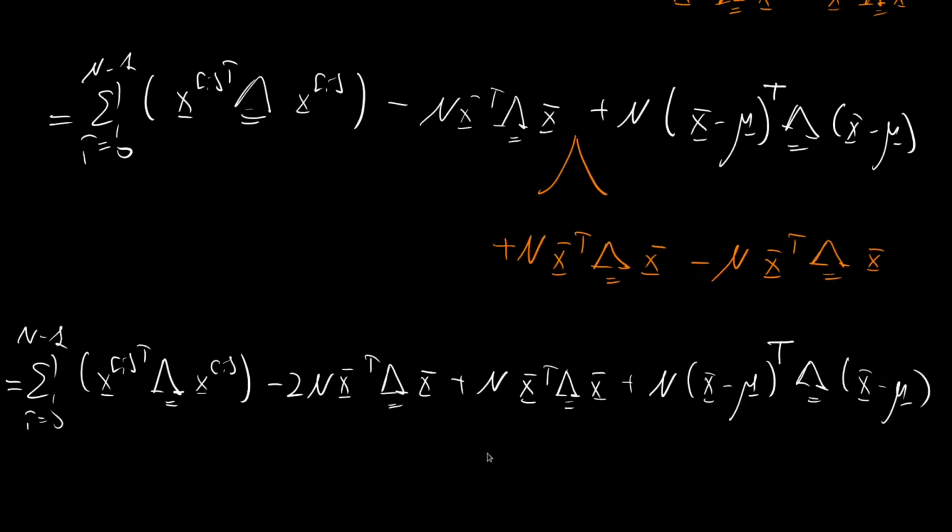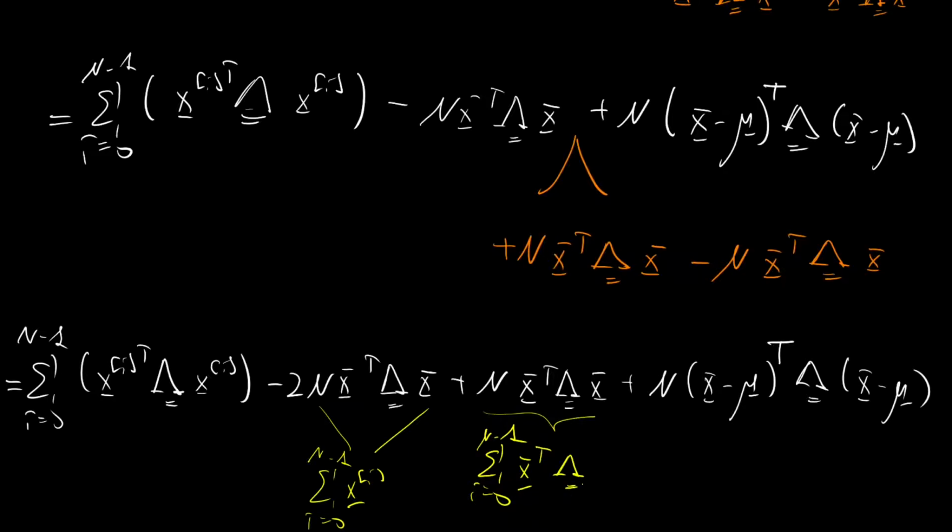And then we can make the same argument as in the univariate case, that N times this one will be the summation from i=0 to N-1 over the x_i vector observations. Here we can say that N times this quadratic term is the same as the summation from i=0 to N-1 over this. So this will be the summation from i=0 to N-1 over x bar vector transpose times the lambda matrix times x bar vector.